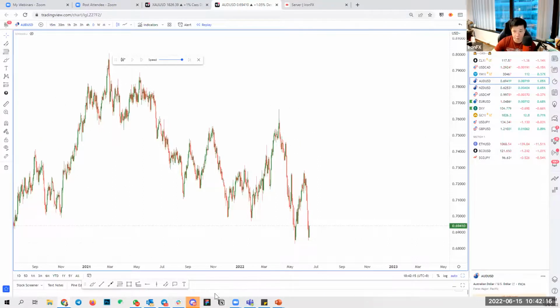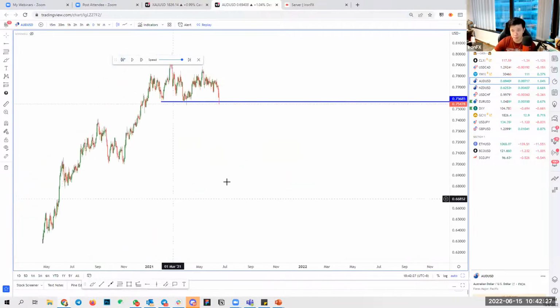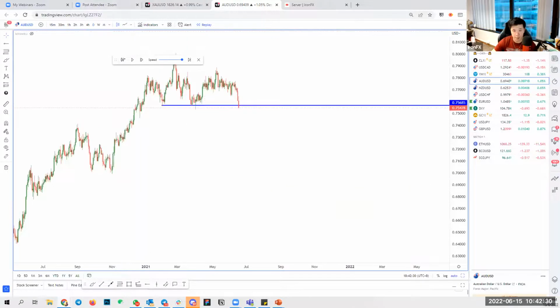You can see over here that this is a very nice pullback turned overlap. Now let me show you the replay. Look at this. Price bounced off once, bounced off twice. Very nice. What do we say when this happens? When this happens, people are thinking that price is going up, right? Yeah, people think that it's going up.